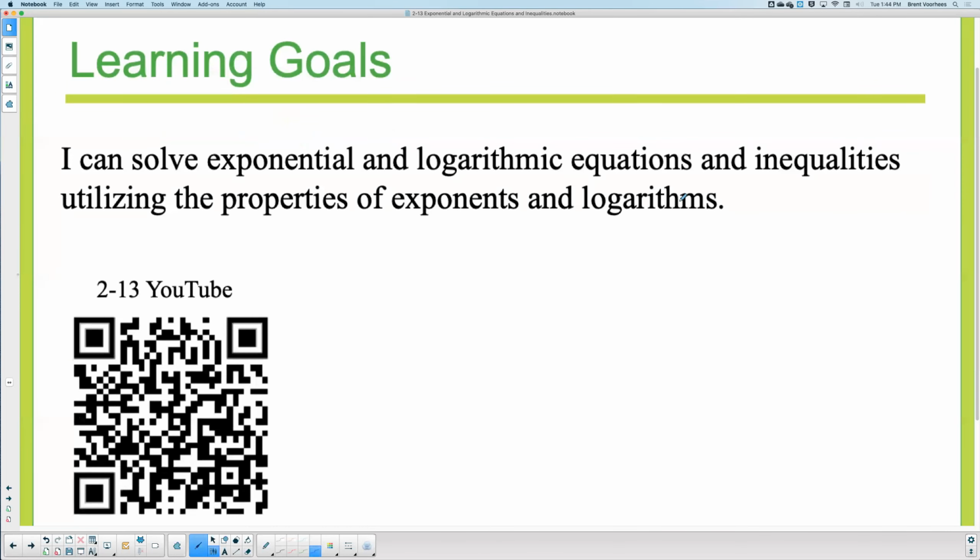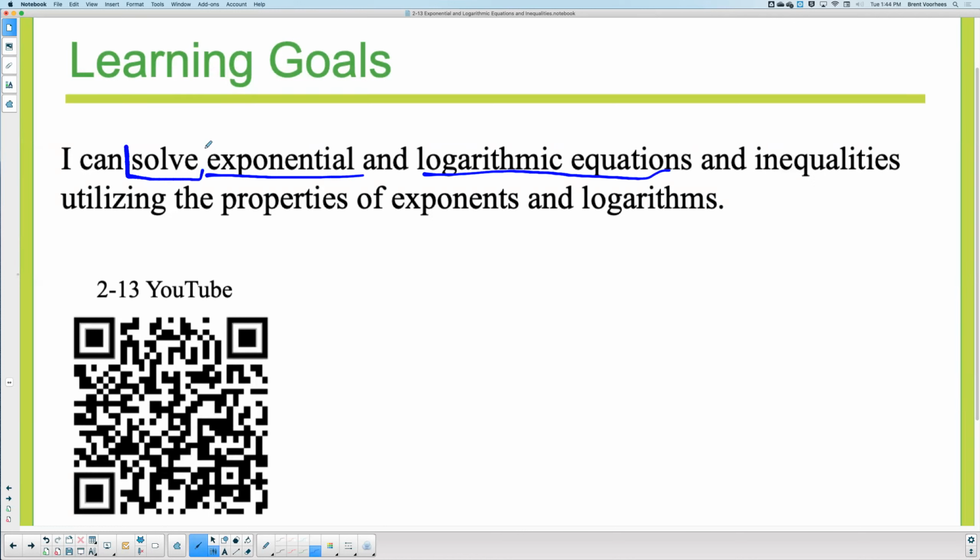Lesson 2-13. What are we doing today? We are solving. We're done with properties. We've been going through properties, doing key features, things like that. Today, we are solving exponential and logarithmic equations and inequalities.